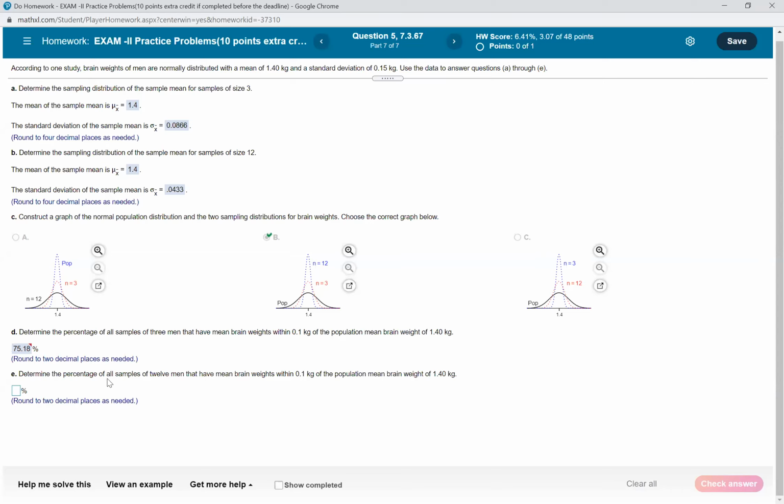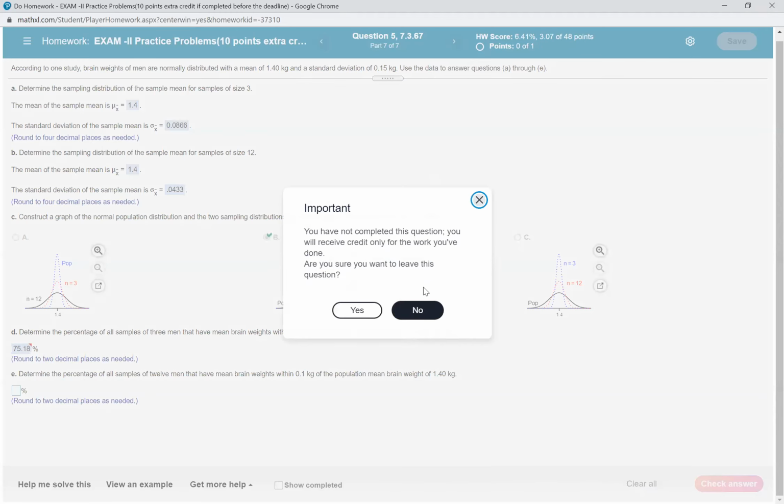So now determine the percentage of all samples of 12 men. Now we will calculate the same probability when the sample size is 12. You have to calculate the same probability, but now the standard deviation will be different. It will be 0.0433. Okay, so let's move to the next question.